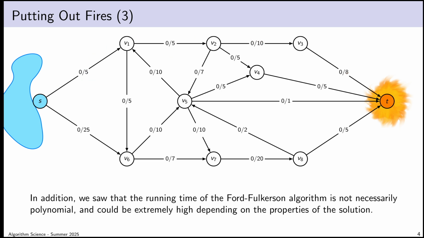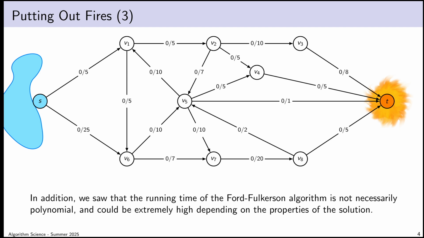Now, even though we didn't have a proof of correctness, we did spend some time analyzing the running time of the Ford-Fulkerson algorithm, and we discovered something sort of unsettling there as well, which is that the running time isn't necessarily polynomial in the input size, that is, the number of vertices or the number of edges in the input graph. Now, that by itself isn't the end of the world.